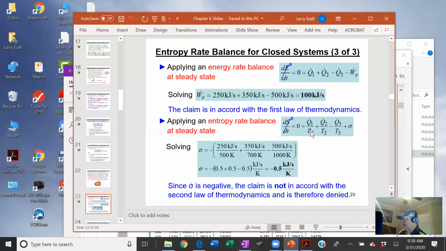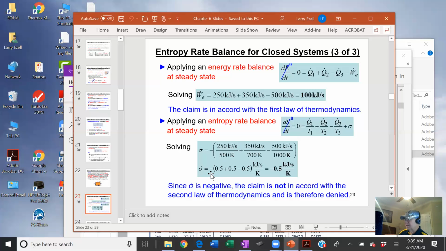And we got Q1 over T1, and Q1 is positive, so it's a plus Q1 over T1. Q2 is positive, and it's a rate, by the way, Q dot. Q2 over T2, all of them are rates, positive. But Q3 was an outgoing heat transfer, so it's negative. So you've got all the heat transfers and you got all the temperatures, so you can easily calculate sigma, and sigma is equal to minus 0.5 kilojoules per second per K.